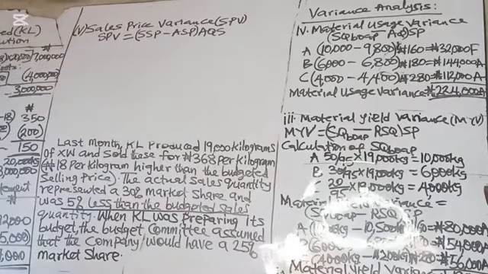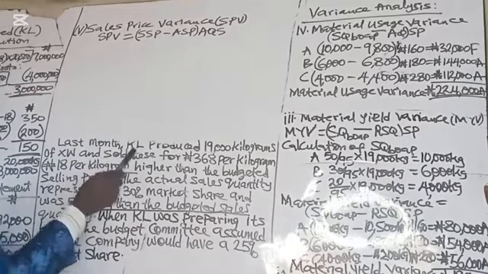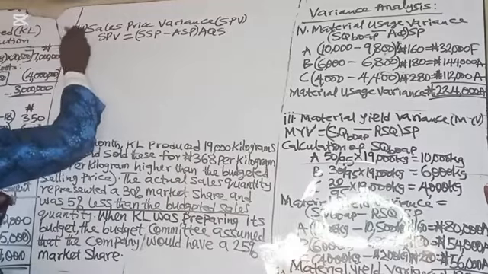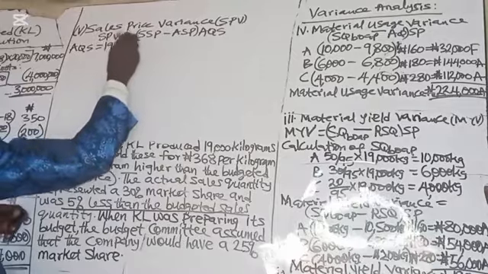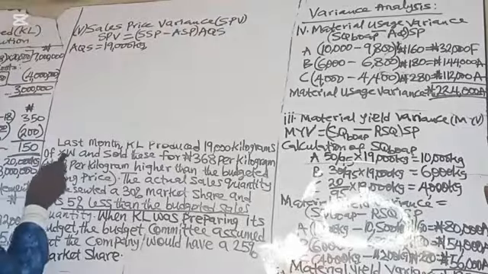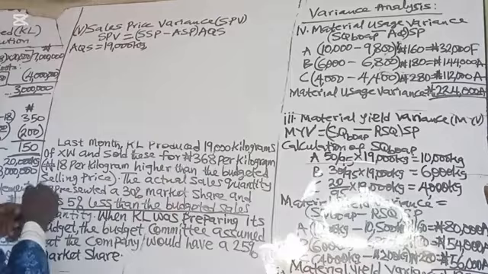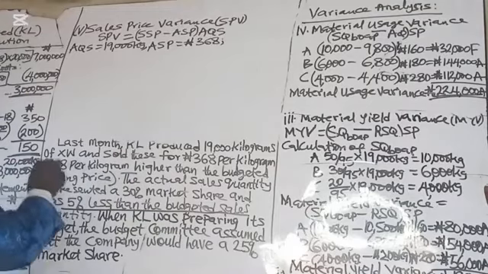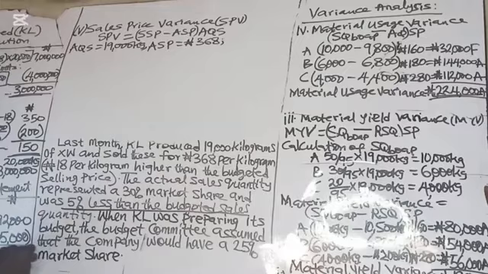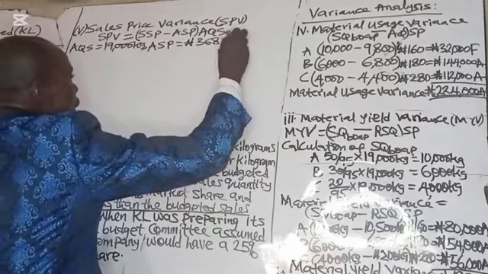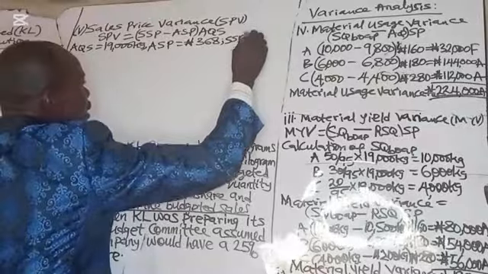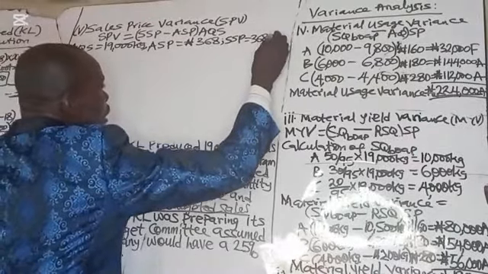Now, from the question, you were told last month KL produced 19,000 kilograms. So that means actual quantity sold is 19,000 kilograms of SW and sold this for 368 naira. So actual selling price equals 368 naira per kilogram, 18 naira per kilogram higher than the budgeted. If the actual selling price is 18 naira more than the budgeted selling price, that means the standard selling price will be 368 minus 18, giving us 350 naira.